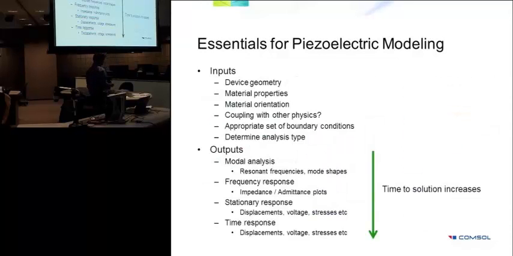This shows what is needed to model a piezoelectric device: the geometry, material properties, the material orientation, which is the most important, coupling with other physics, since it could be coupled to other physics as well, boundary conditions, and analysis type. For the analysis type, the green arrow shows the amount of time taken by the analysis in increasing order. The time response will take the most time, whereas a linear analysis like frequency response or eigenfrequency analysis will take less time.